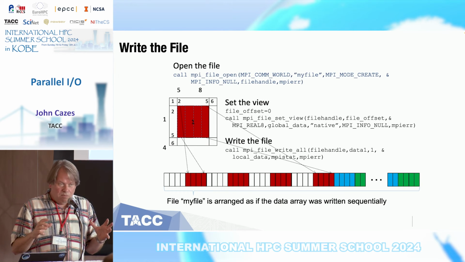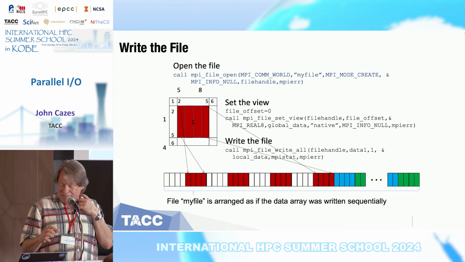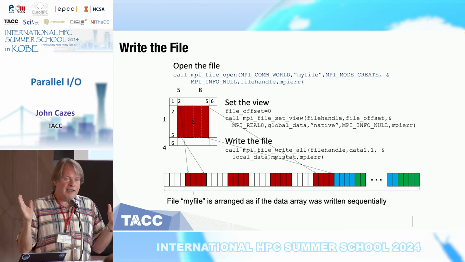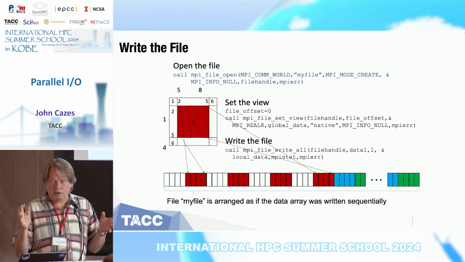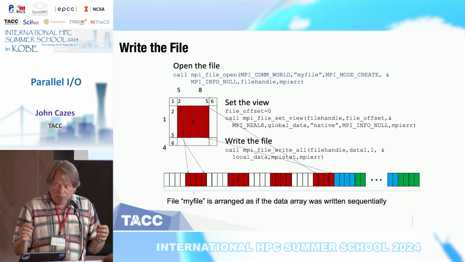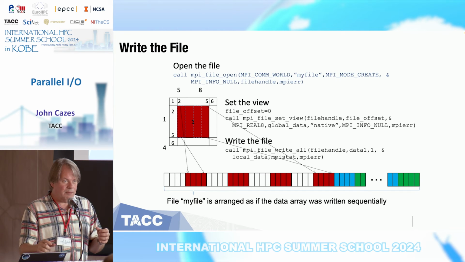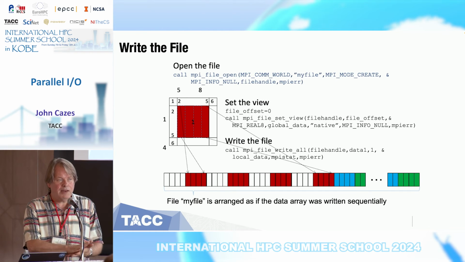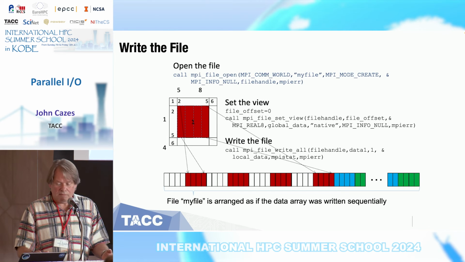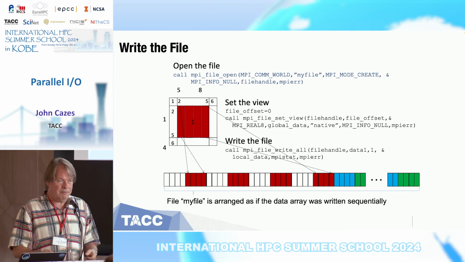And so to use this, I use that set view command. So first I open the file. I have info null. In this example, I haven't set any stripes or writers or anything. I'm just doing something fairly simple. And then I set the view with this global data type. So this tells me how to map the data to the actual file. Now when I do the write, I use my local data type.